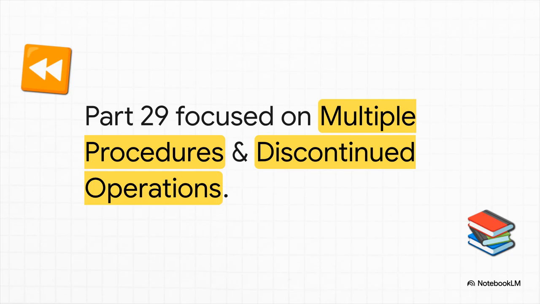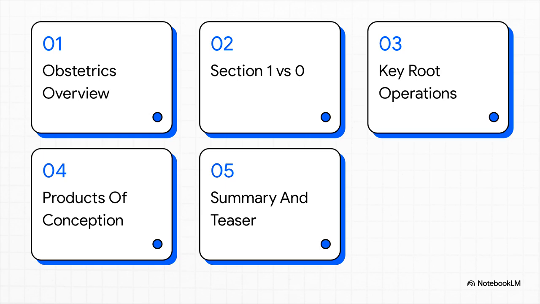Before we jump in, remember that in part 29, we tackled the tricky rules around coding multiple procedures and discontinued operations. We looked at how to handle those really specific situations where a surgery doesn't go exactly as planned, or when a physician has to address multiple body parts in a single operative session. Mastering those foundational guidelines perfectly sets the stage for today's complex topic, where precision in defining the exact procedure is absolutely paramount. Let's take a quick look at today's agenda.